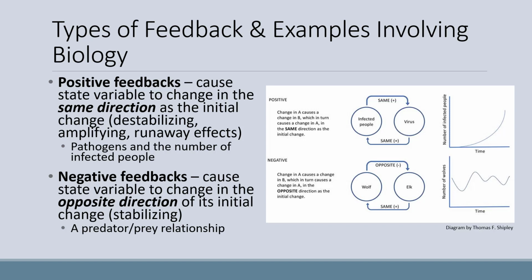Freed up from predation, the elk population increases. Having more prey, the wolves are then able to increase in number. The change in one variable causes the opposite change in the other variable, and the system bounces back and forth, but is stable in the long run.